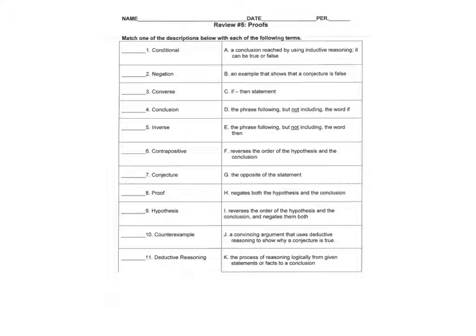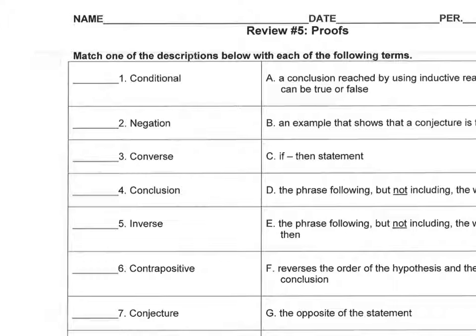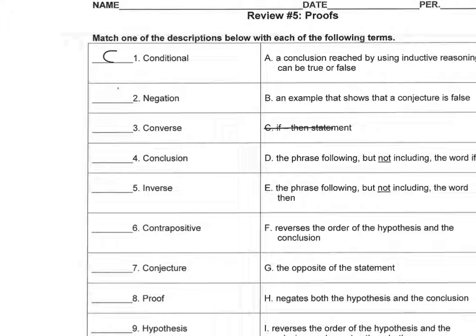So let's just go through these vocabulary really quick. A conditional statement is an if-then statement. That would be C. A negation is the opposite of a statement. That would be G. The converse would be F, reverses the order of the hypothesis and conclusion. Conclusion would be the phrase following but not including the word then. The inverse negates the hypothesis and conclusion.